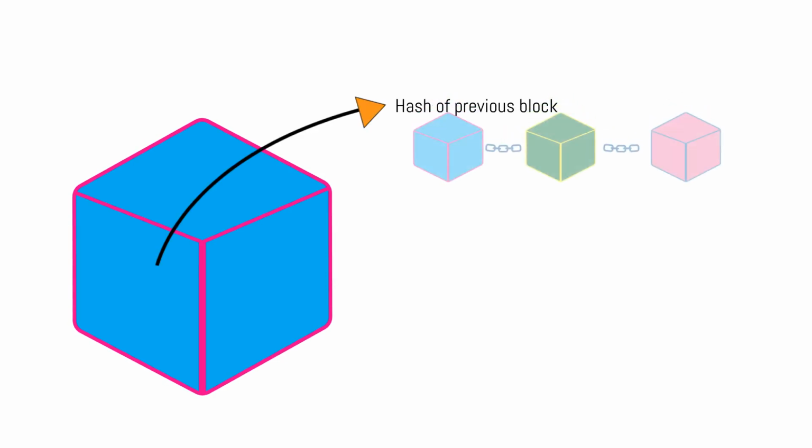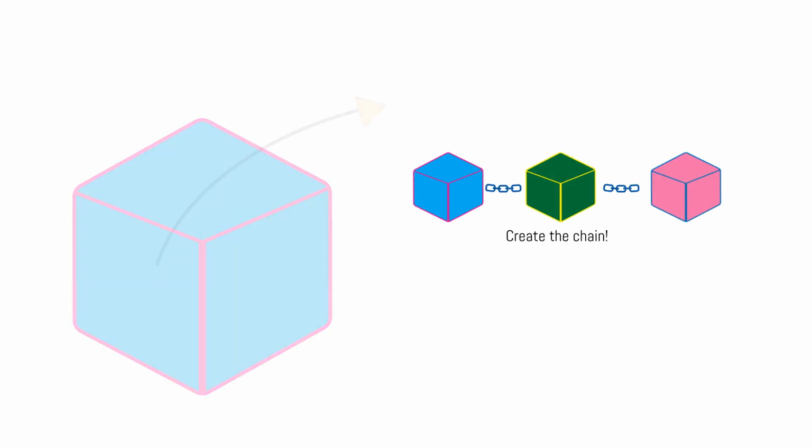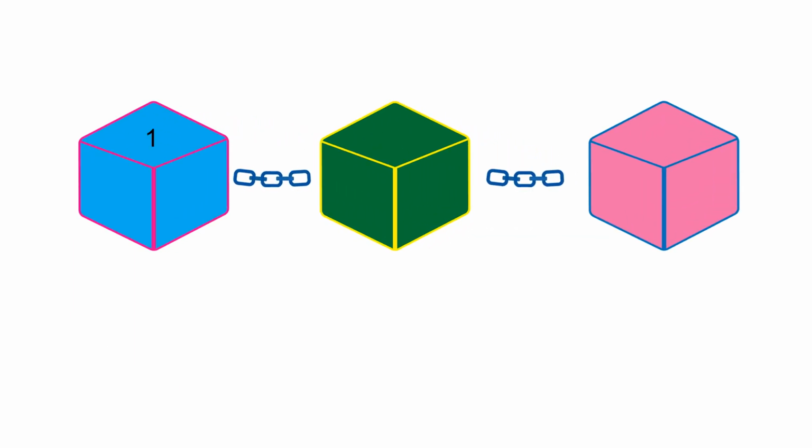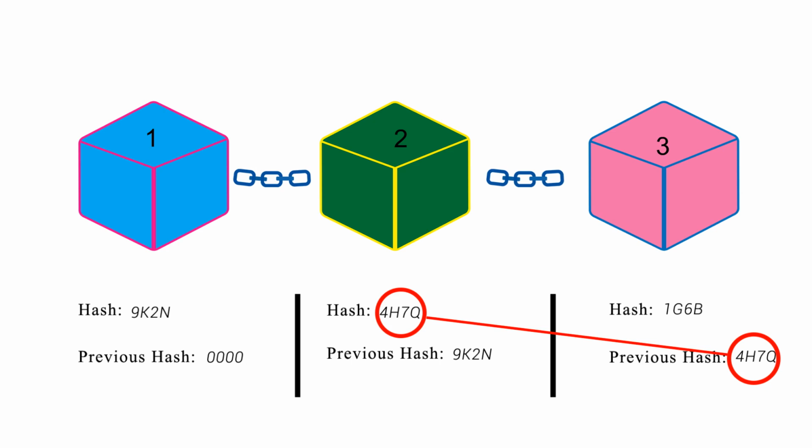The third element inside each block is the hash of the previous block. This effectively creates a blockchain, and it is this technique that makes the blockchain so secure. Let's take an example. Here we have a chain of 3 blocks. As you can see, each block has a hash and the hash of the previous block. So block number 3 points to block number 2, and number 2 points to number 1.